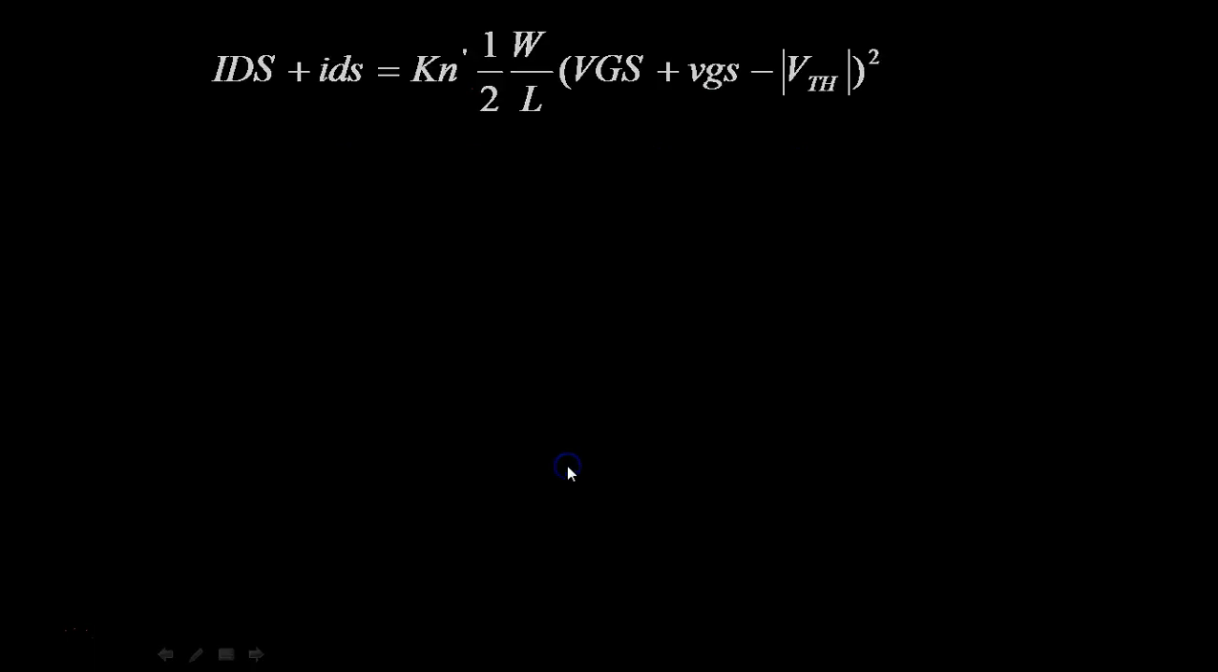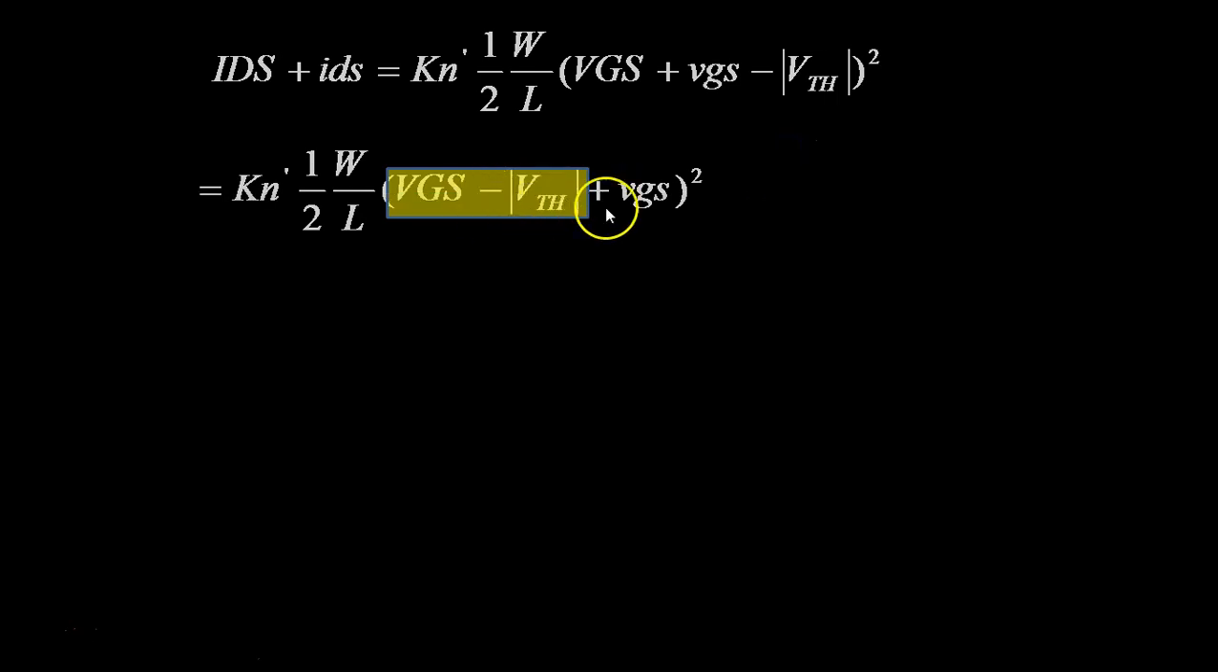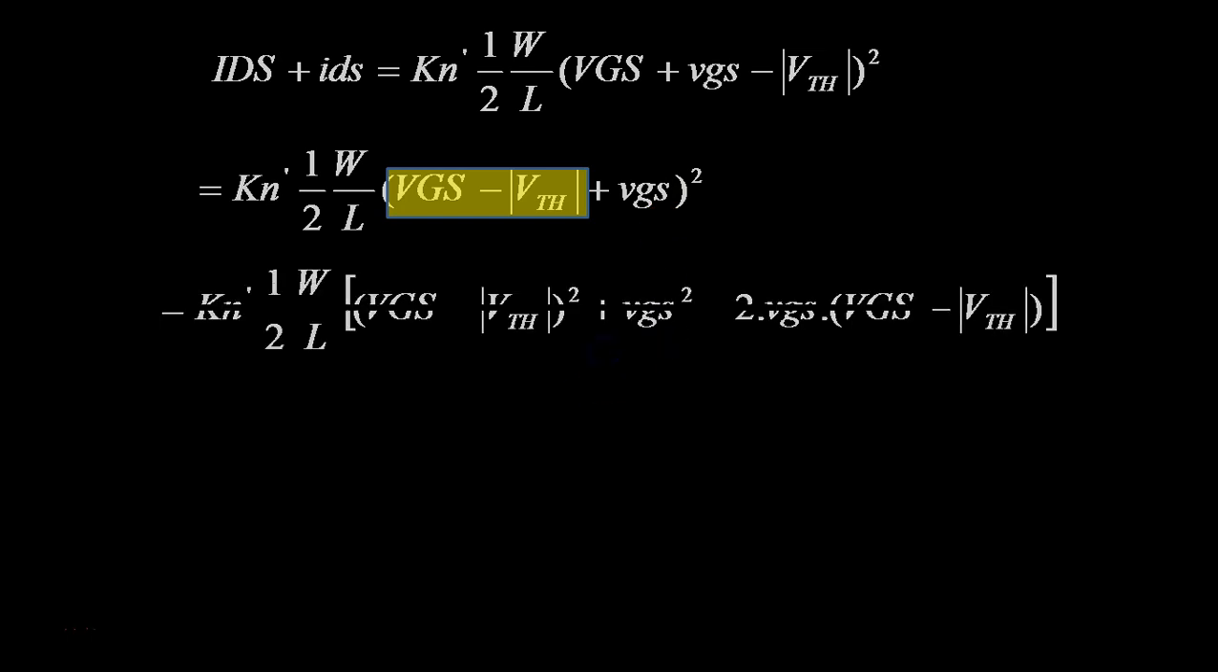How to solve this? We know that this VGS minus VTH, it is a constant. So this can be taken as one parameter and small VGS as another parameter. We can expand this equation as A plus B whole square, which is this term square plus this term square plus 2AB. If you expand it, this is how we get it. I am really sorry about this minus sign. It is supposed to be plus here because this is A plus B whole square. So this is A square plus B square plus 2AB.